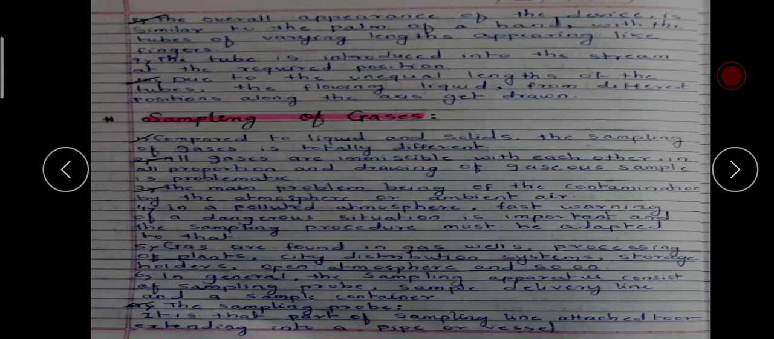In a polluted atmosphere, fast warning of a dangerous situation is important, and the sampling procedure must be adapted to that. When pollution is there, so many gases are mixed with each other, there is contamination, and sampling in such a situation is very important.